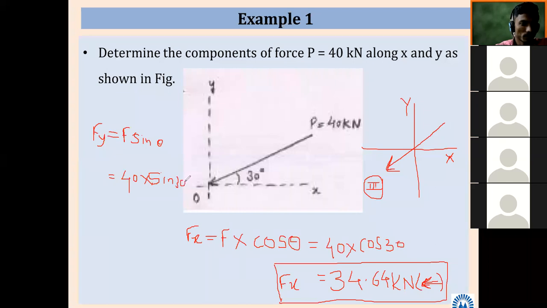How much is sin 30? It is half, 1/2. What is the value of Fy I want? The final value is 20. So it will be 20, we can say 20. What will be the unit? Kilonewton. Then what about direction?